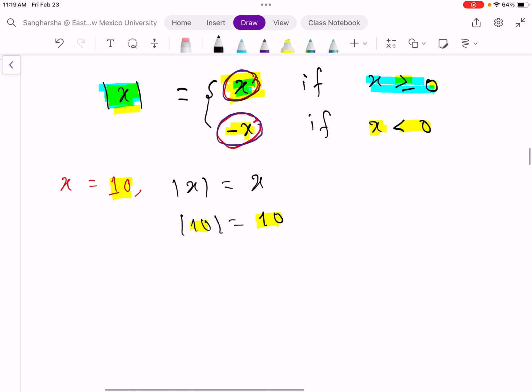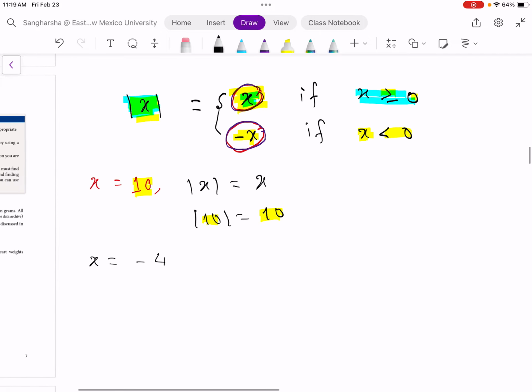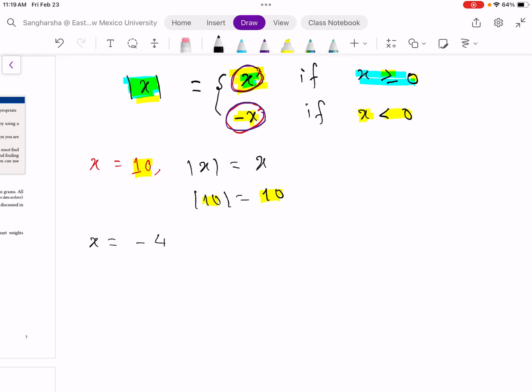Okay, now let me choose input x equals negative 4. So here our input is negative 4. Now what part of the function do we choose to find the output, first or second? Second, okay? And the reason is, whenever your input is less than 0, we're going to choose this expression to find the output. So our absolute value of x is equal to negative x in this case.